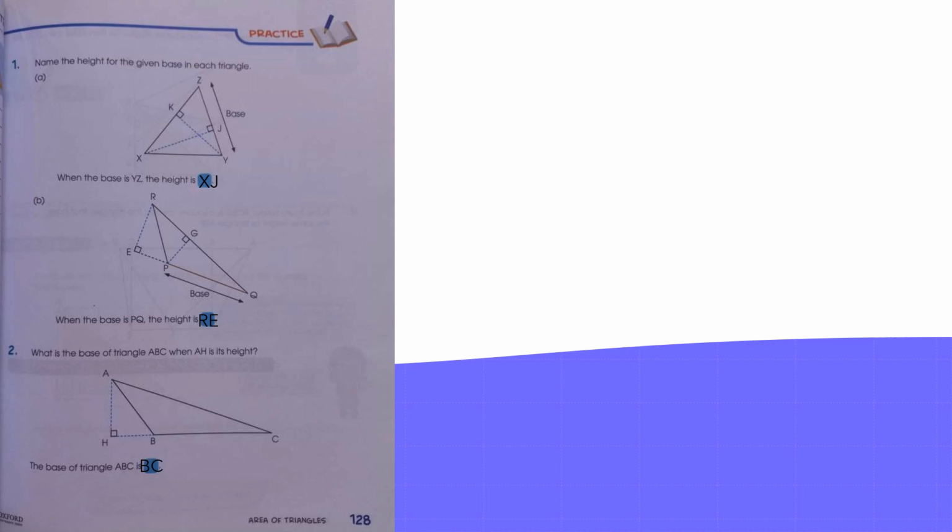Now in question 2, we have to find the base of triangle ABC when AH is the height. If AH is the height, we can clearly see that the base we have extended is BC, in order to find this height, which is AH. So BC is the base of this particular triangle.